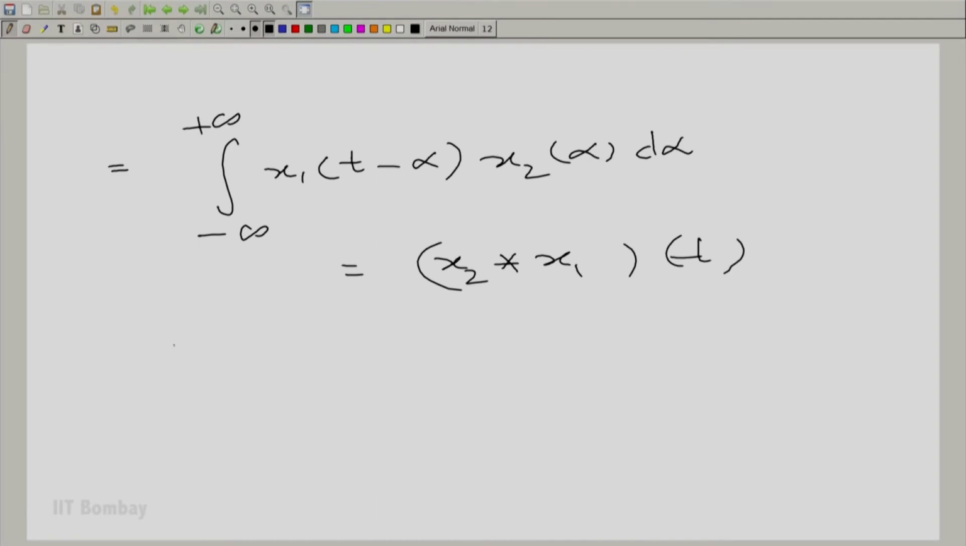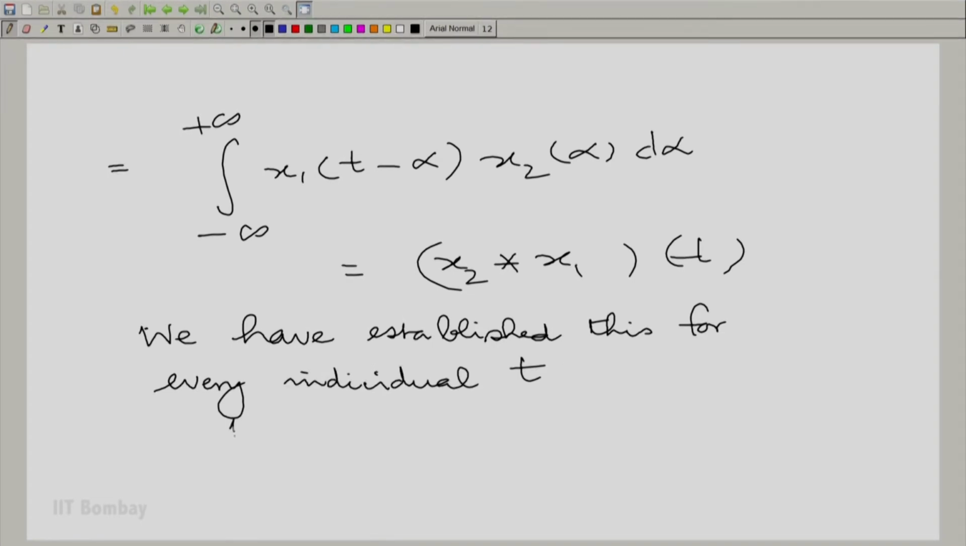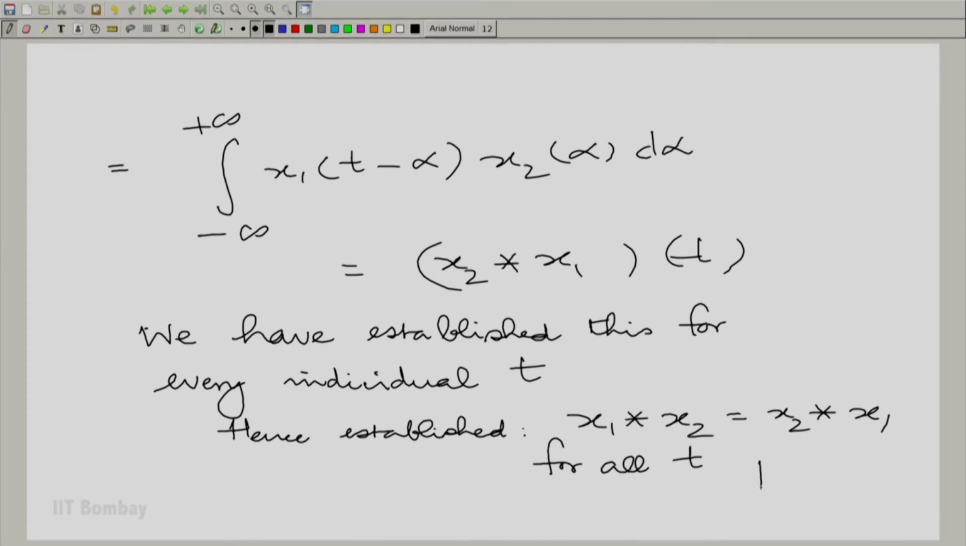And since this is true for every t, it is quite clear that convolution is commutative. So, for every t we have established this, for every individual t. Let us write that down. We have established this for every individual t. Hence, established: x1 convolved with x2 is the same as x2 convolved with x1 for all t. Proved. Now, a very similar proof can be given for discrete time convolution.